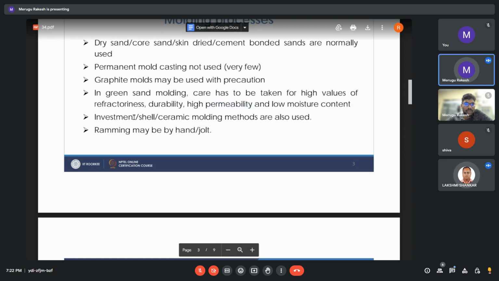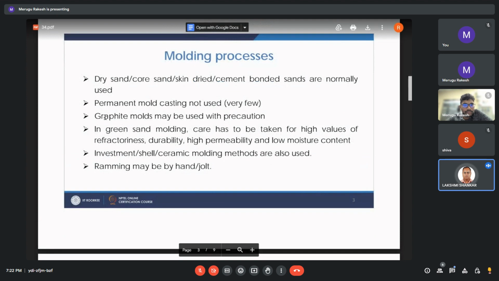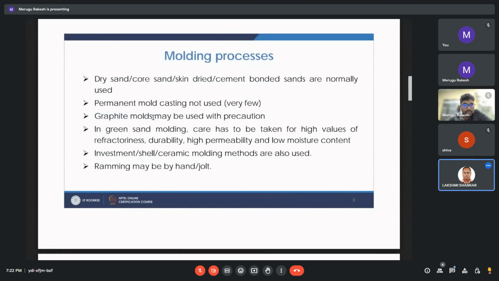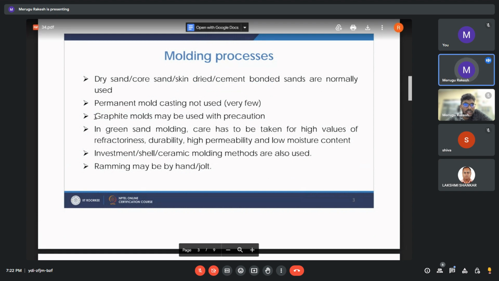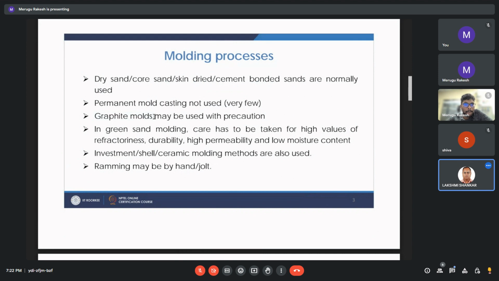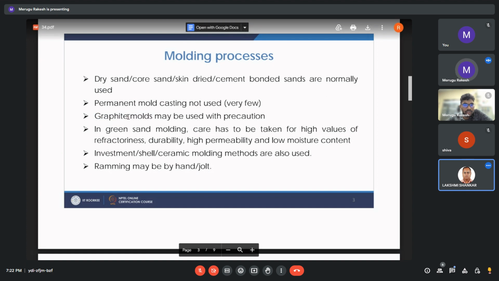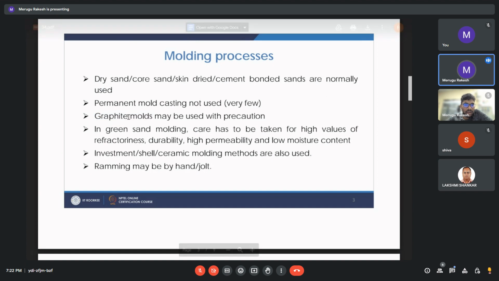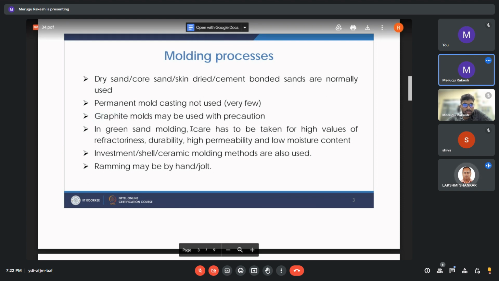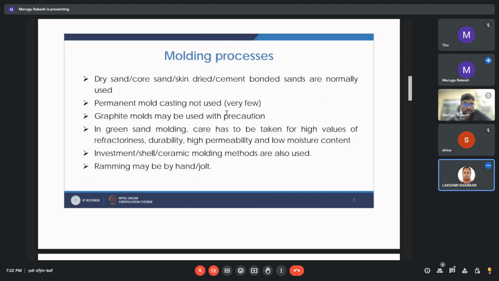Sir, so we can have investment here. Graphite means when we pour the molten metal, it can pick up the carbon from it. So this mold is made of graphite, having carbon content, pure carbon graphite. So there is a chance of the iron picking up carbon from the graphite molds itself, so it is used with precaution.